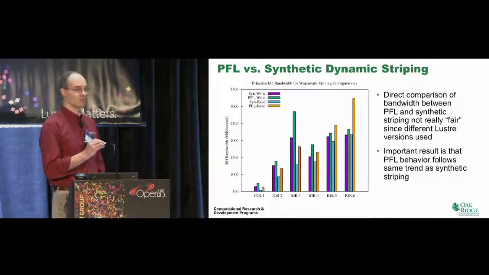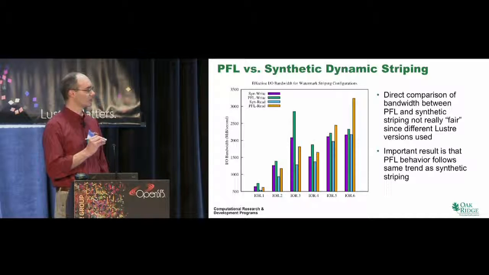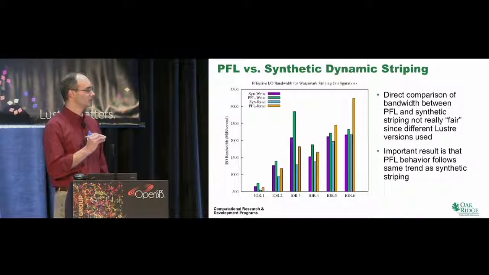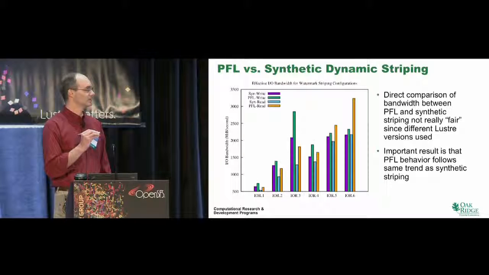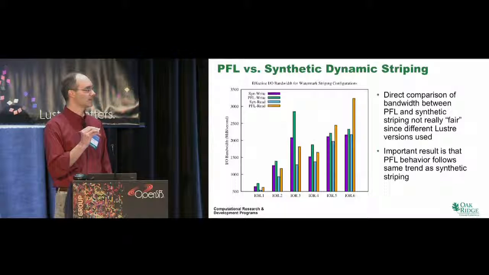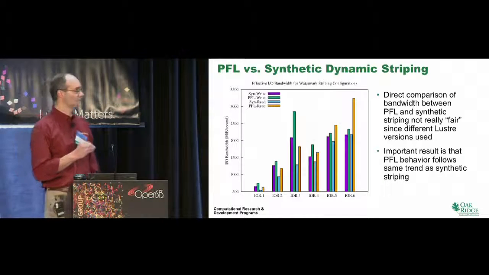Particularly, these first three are going to be for your traditional Lustre striping. With writes and reads, you see as you add more OSTs, you get this scale-up behavior. When you start talking about the three progressive file layouts, the purple and the blue here, we're looking for the same pattern. With the synthetic dynamic striping, we saw this rise and somewhat leveling out, and again, we see that with the PFL, and the reads in both sort of scaled up as you added more OSTs.